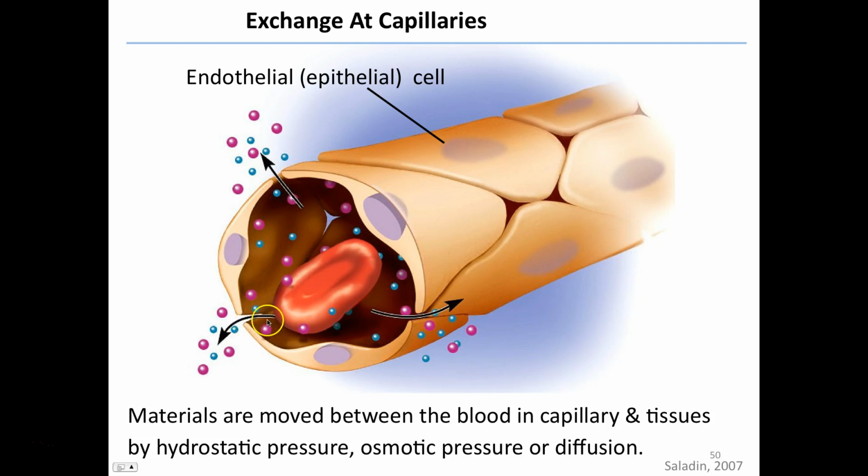In general, smaller water-soluble material such as amino acids and sugars can pass through the small gaps in the capillary lining, like this, as we can see. Lipid molecules and gases can pass directly through the endothelial membranes. So they can pass through the membranes in this case.